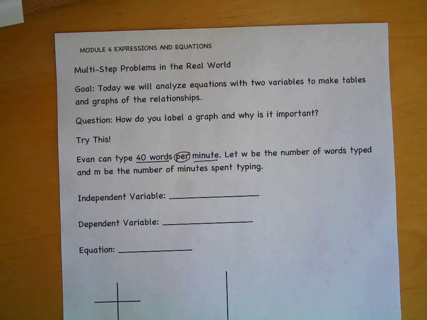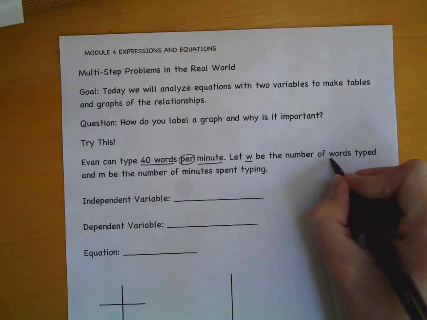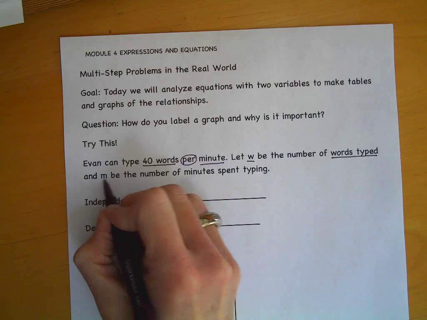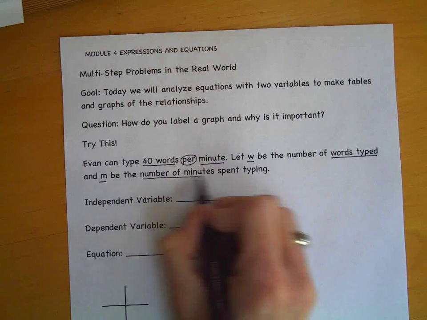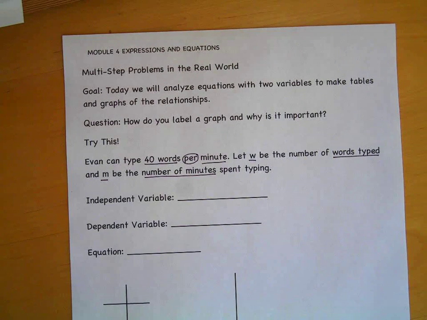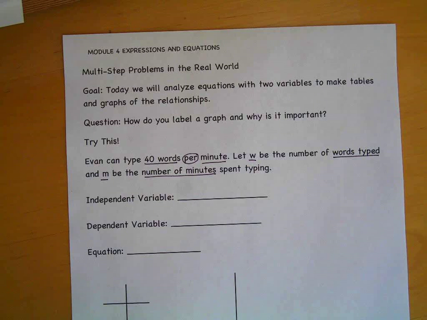All right, let W be the number of words typed, and let M be the number of minutes spent typing. Okay, so now we have to go back, and just like in our lesson yesterday, we had to figure out what is the independent and what is the dependent variable.